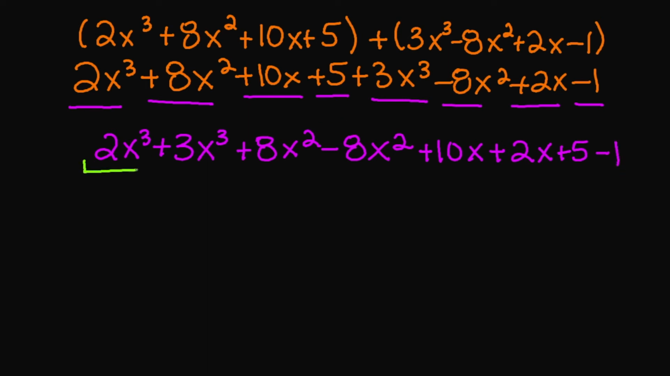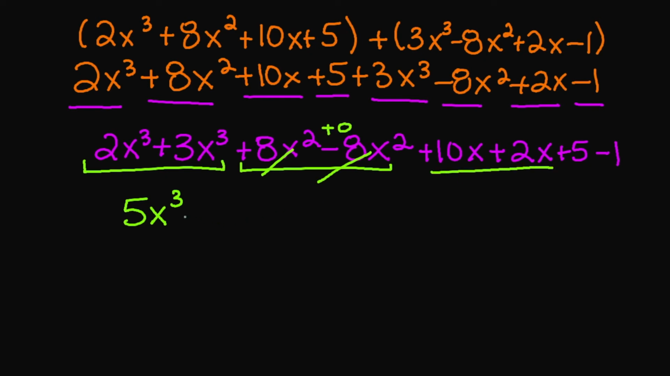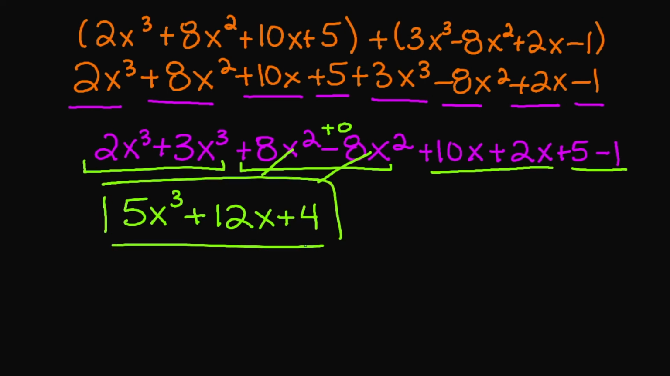So we have 2x cubed plus 3x cubed. This is going to give us 5x cubed. Next, we have positive 8x squared minus 8x squared. These are going to cancel out, so this is going to give you 0. And then we have 10x plus 2x. This is going to give us plus 12x. And we have 5 minus 1. This is going to give us a positive 4. And this is your final answer.